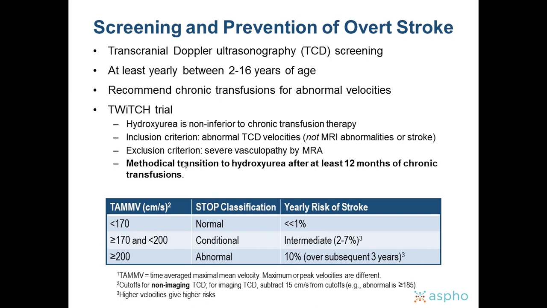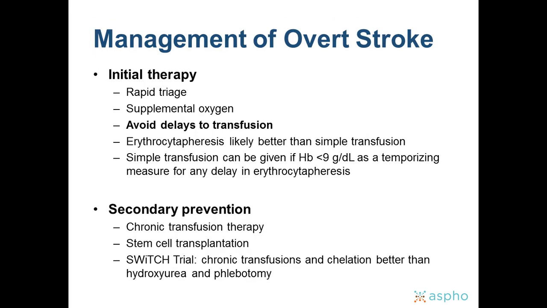The higher the velocity, the higher the risk of stroke. The actual numbers, 170, 200, depend on the imaging technique, the TCD technique that you're using. So pay attention to these footnotes here. The TWiTCH trial again showed us that hydroxyurea is not inferior to chronic transfusions for primary stroke prophylaxis, but the inclusion criterion is not stroke. It's abnormal TCD velocities, no other abnormalities on the MRI. You can't have severe vasculopathy. You still have to give transfusions for at least 12 months and then an orderly overlap.